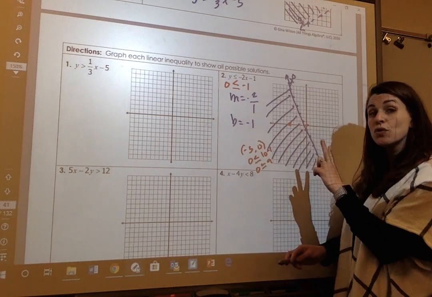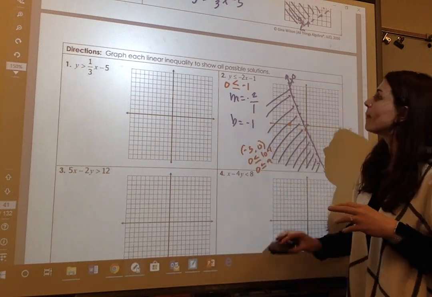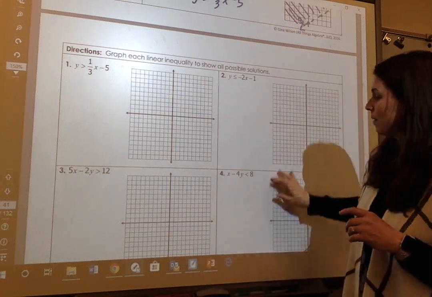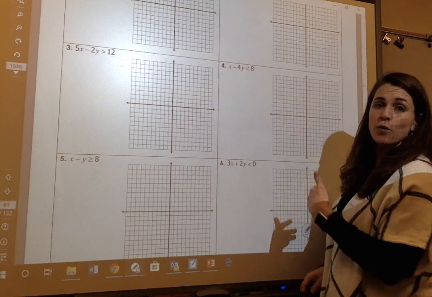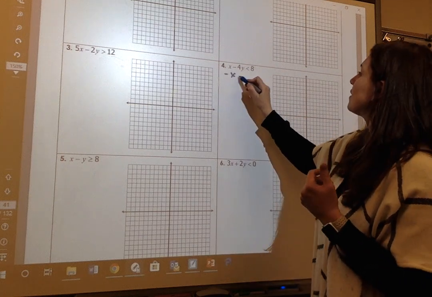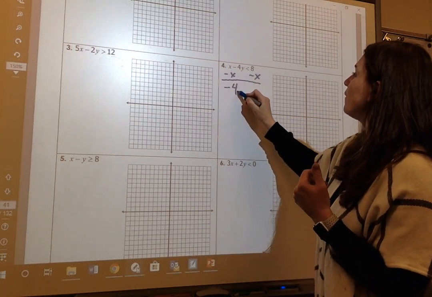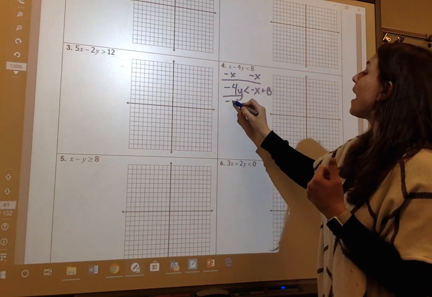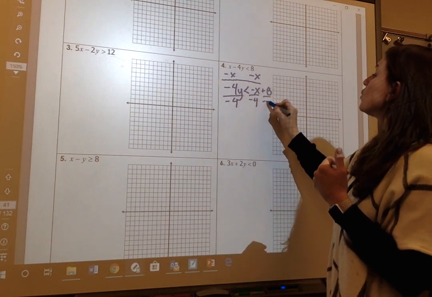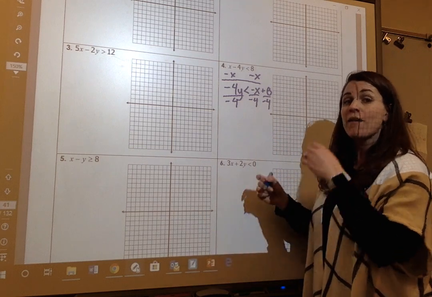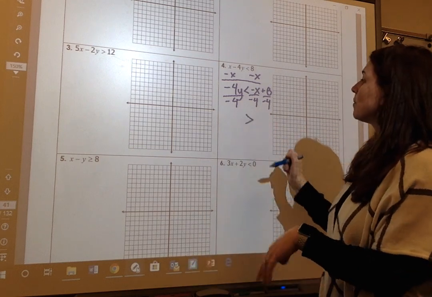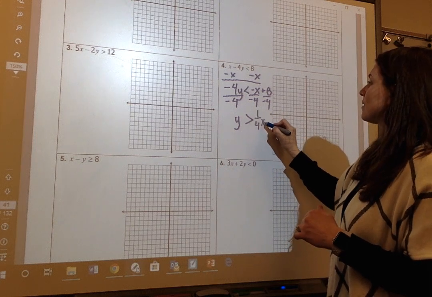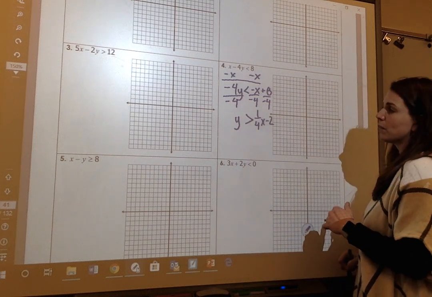Okay, so I showed you 2 ways to check it, right? Okay, let's do a couple of other examples. So number 4. I'm going to get y by itself because I'm going to graph it, so it needs to be in y equals mx plus b form. I'm dividing by a negative 4. So when I divide by a negative, I've got to switch my sign. It becomes greater than. So y is greater than 1/4 x minus 2 once it's simplified.